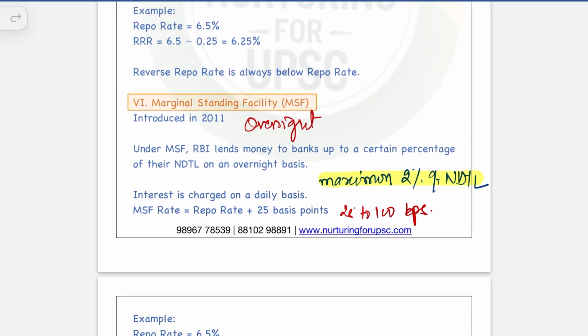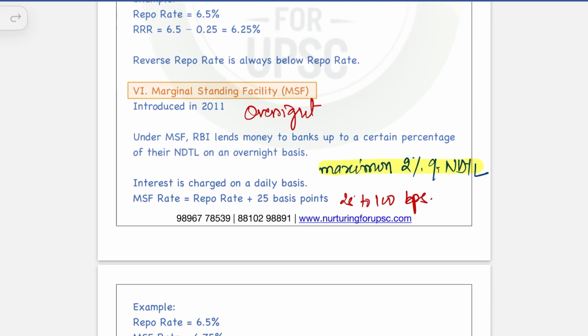Then additionally there is something called the marginal standing facility. You can call it a part of repo operations. However, its special feature is that under MSF, the RBI lends money up to a certain percentage of NDTL on an overnight basis. So generally it's for an overnight basis, and it's up to a maximum of 2% of net demand and time liabilities. And generally the interest rate charged on the MSF is greater than the repo rate by 25 to 100 bps.